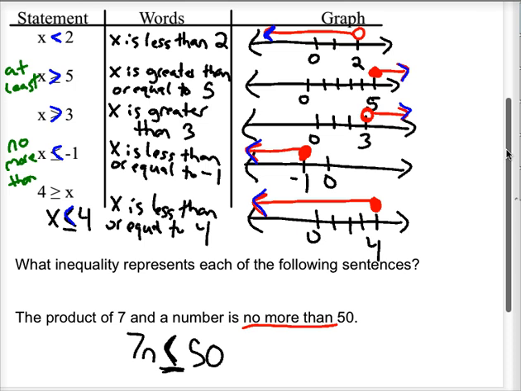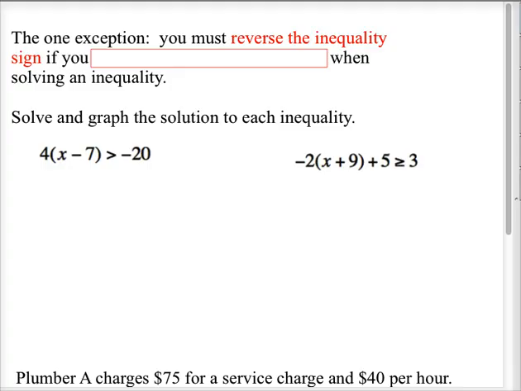So now that we have the vocabulary down and the basics down, let's talk about one other thing that can complicate these. And the thing that can complicate it is, remember, if you multiply or divide by a negative, I want you to recall that means you have to flip the direction of the inequality, okay? You have to reverse the inequality. But again, only if you're multiplying and dividing by a negative. All right, so let's take a look at what that looks like.